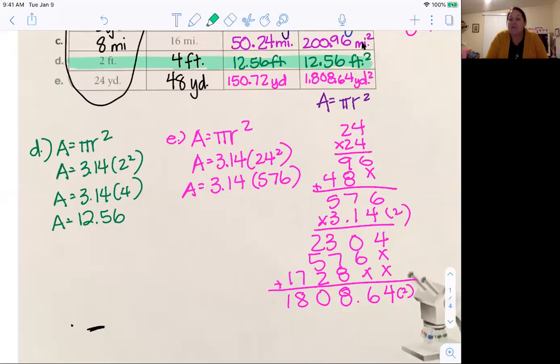And E, if you do 24 times 24, you get 576 because that's r squared times pi, and you get 1,808.64 square yards. Excellent. Let's move on.